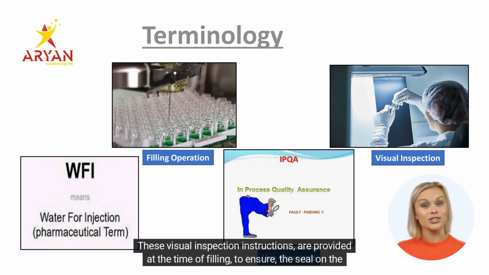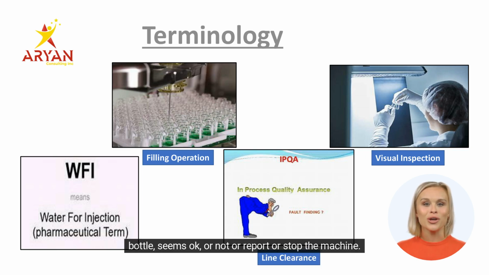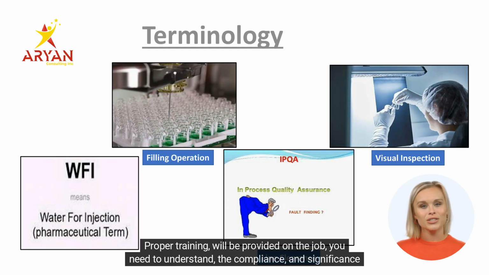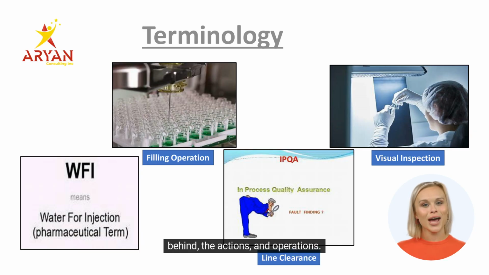These visual inspection instructions are provided at the time of filling to ensure the seal on the bottle seems okay or not, or to report or stop the machine. You get the point. Proper training will be provided on the job. You need to understand the compliance and significance behind the actions and operations.